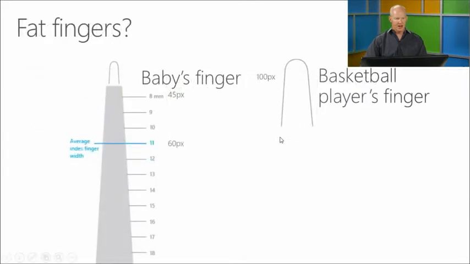Now this is kind of interesting. This compares the size of a baby's finger at 45 pixels versus, let's say, a basketball player's finger at around 100 pixels. The average being 60, there is a spectrum there, and it's really going to depend on whether maybe you're creating a children's game, or an app for a specific audience, like basketball players.